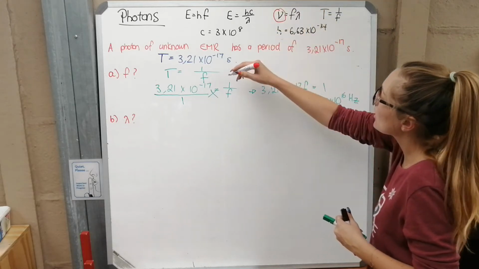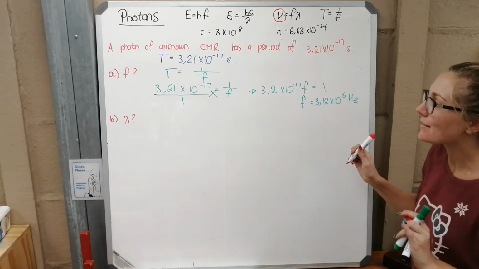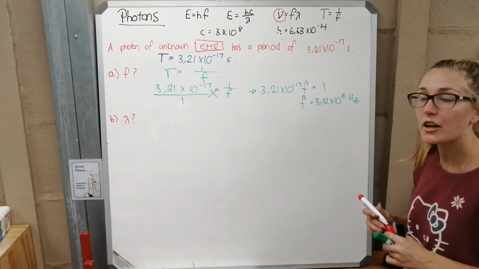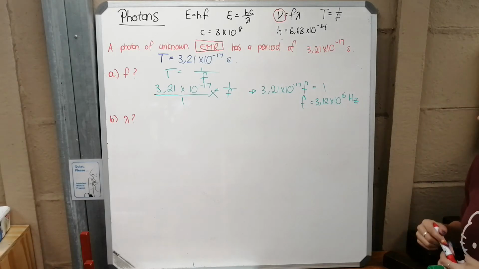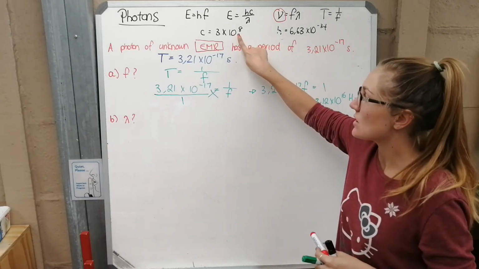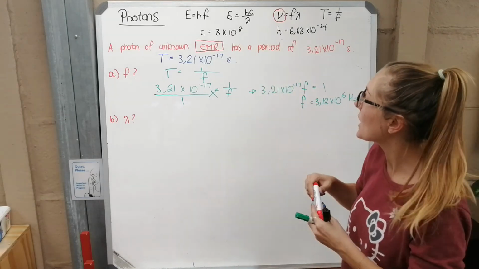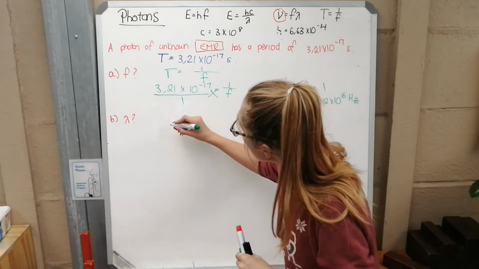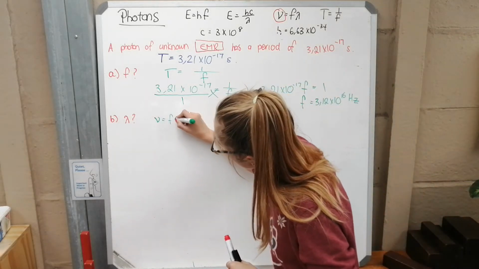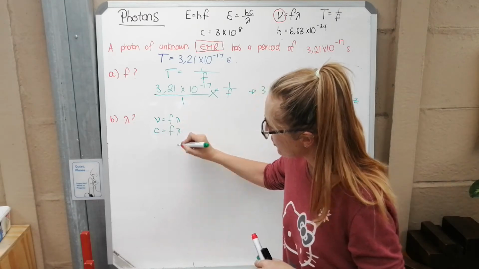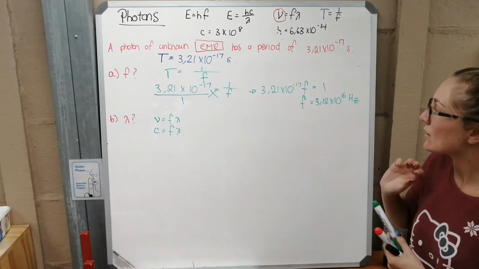V, they haven't told us anywhere what the speed of this wave is, but they've told us that it is electromagnetic radiation. And all electromagnetic radiation travels at the speed of light in a vacuum, which is 3 times 10 to the 8. Okay, so we can actually use this formula. We can say that v equals f lambda, where v is c. So we can substitute that as c equals f lambda and now solve for lambda.